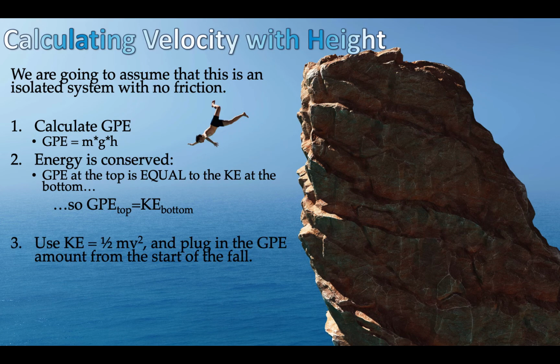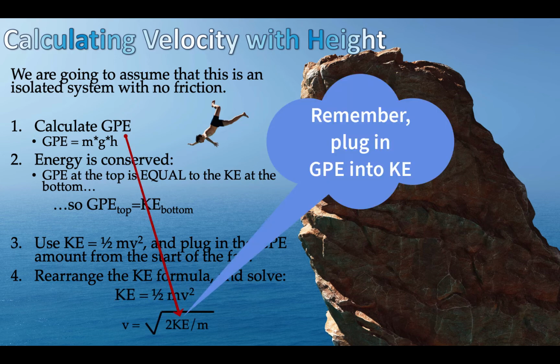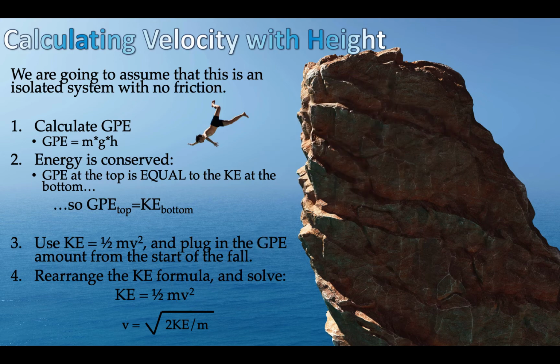Next, we use kinetic energy equals 1/2 mass times velocity squared, and we plug in the gravitational potential energy amount that we calculated from the start of the fall. When we rearrange the formula, we can solve for V, and we get a formula of the square root of 2 times that kinetic energy divided by the mass of the object.